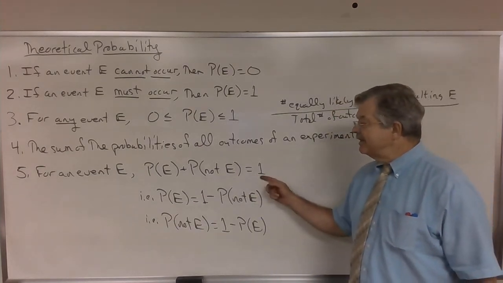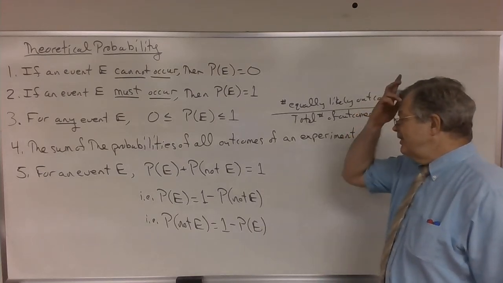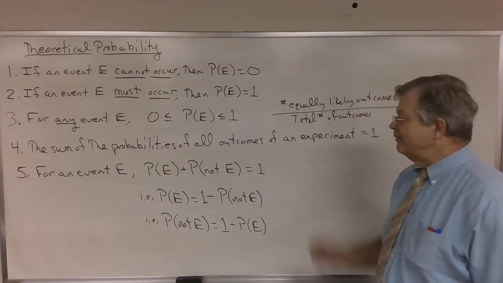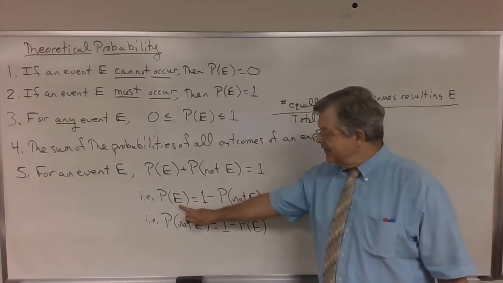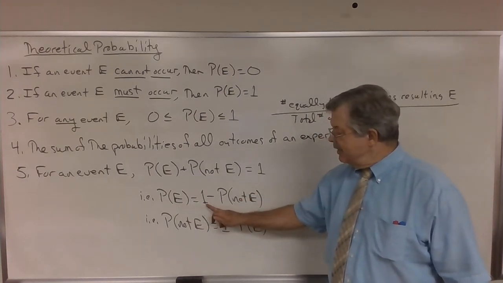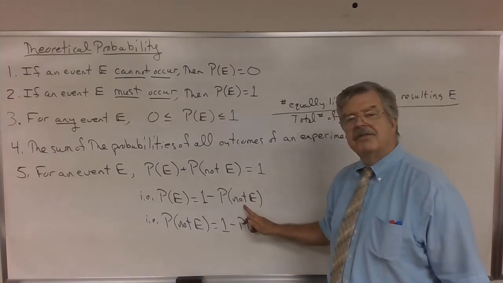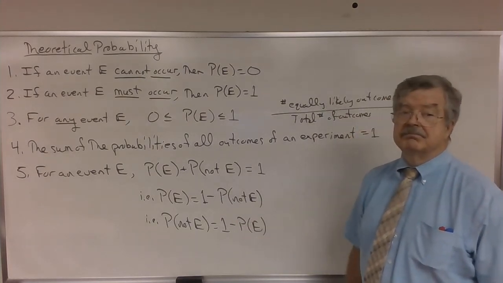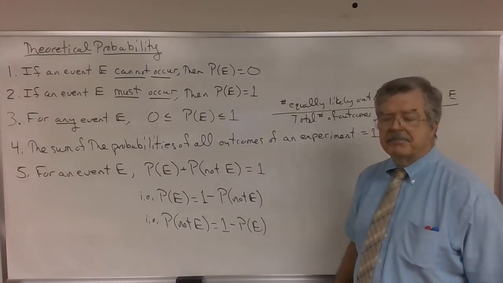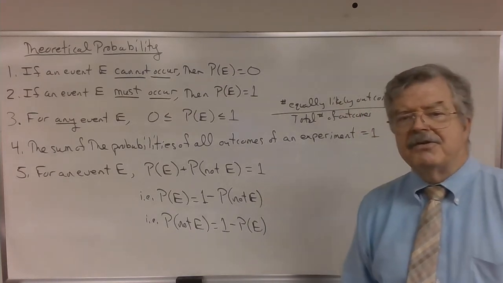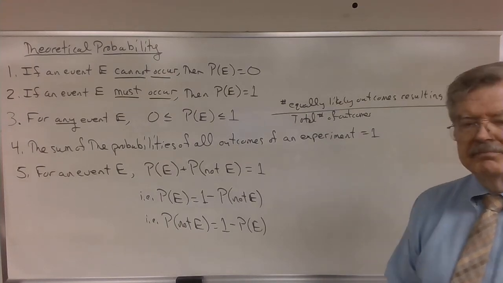And from this, we can rewrite the equation. It's sometimes helpful to compute the probability that an event occurs by computing 1 minus the probability that the event doesn't occur. Sometimes this is a helpful relationship. Now let's look at a few more examples.